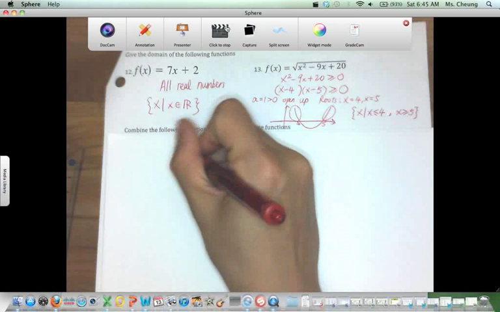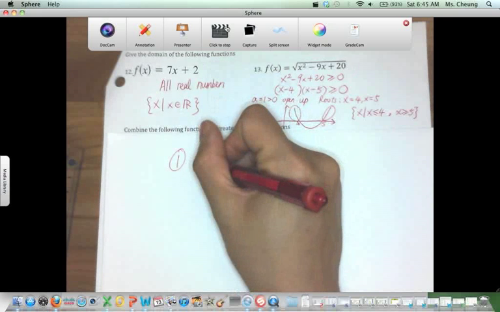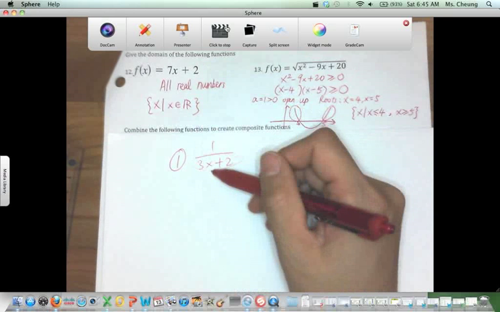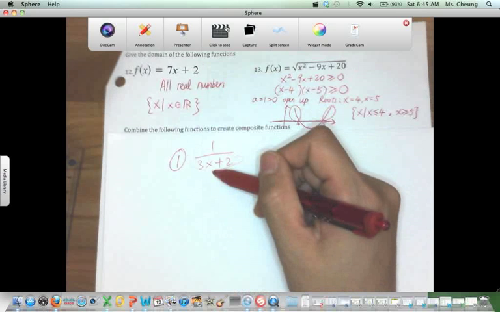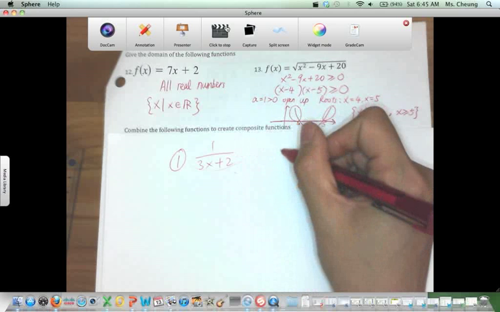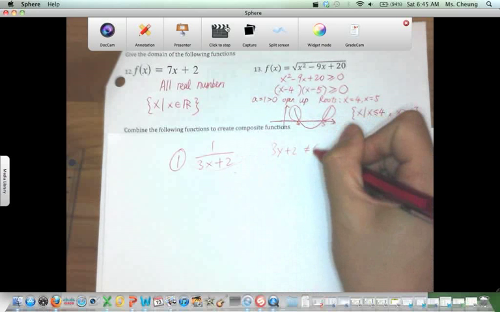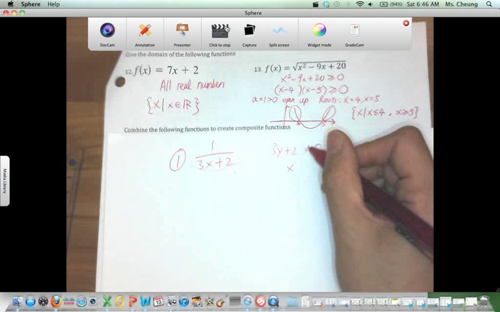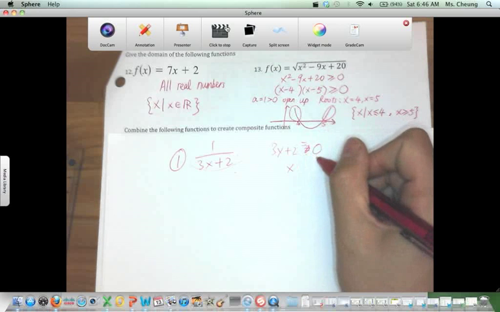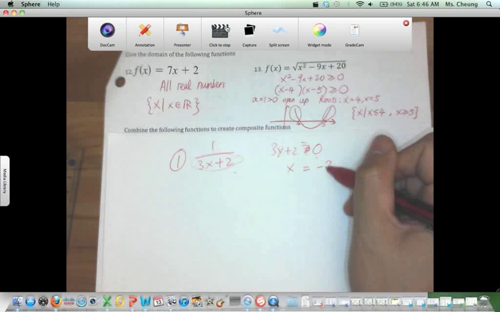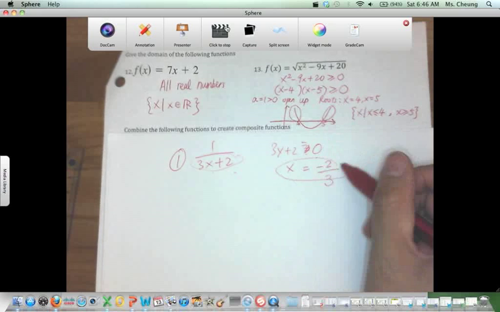The first one is when your function is a fraction, and there's an x value in the fraction. A fraction's denominator cannot equal zero, otherwise your function is undefined at that point. So you want to find out when 3x plus 2 is not equal to 0. 3x plus 2 equals 0 when x is negative 2 over 3. So this is the point where your function is undefined.